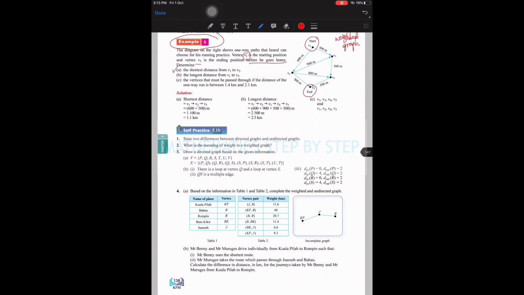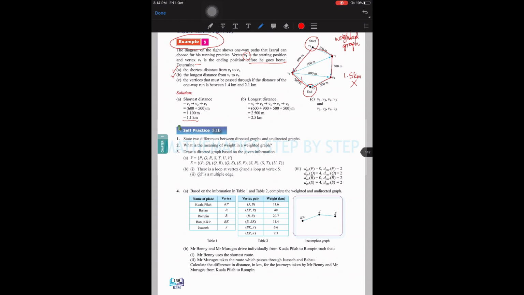We will try and error from V1 to V5. We can see here is 600 meters, here is 500 meters. When we add up, we get 1100 meters, which is 1.1 km. So this is the shortest distance. The other routes will give you a longer distance. For example, from V1 to V3, here is 500 meters, then V3 to V4, 500 meters again, V4 to V5, 500 meters again. So it would be 1.5 km for this route. So this is not the answer that we want. Then now, B, the longest distance from V1 to V5.